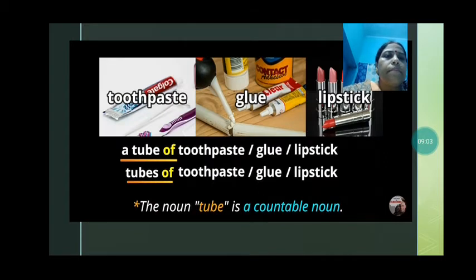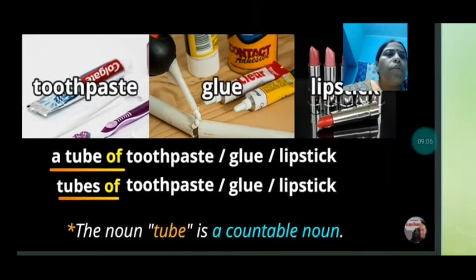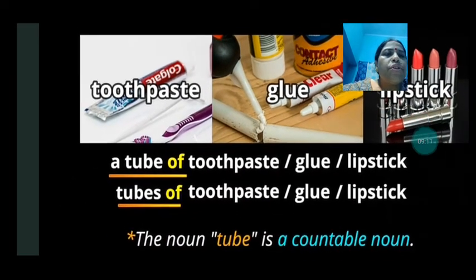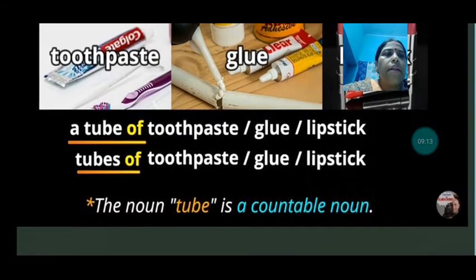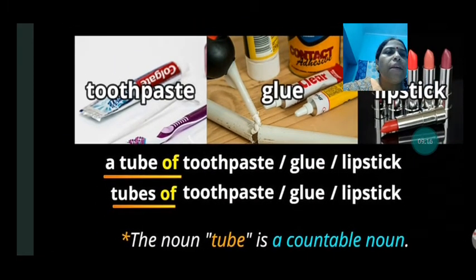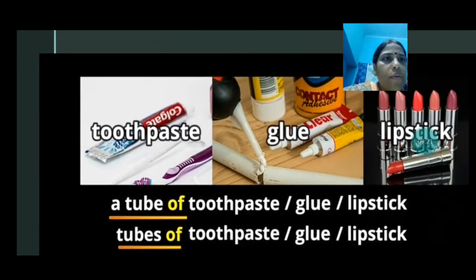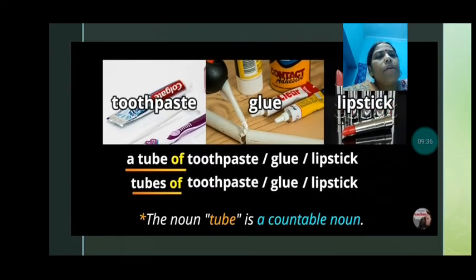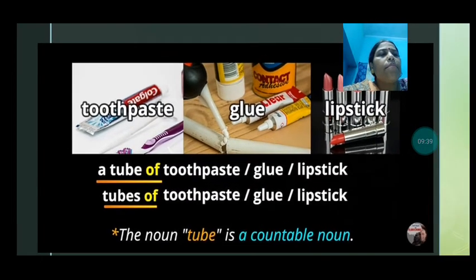Then a tube of toothpaste, glue, lipstick, then tubes of toothpaste, glue, lipstick. The noun tube is a countable noun. We can count how many tubes of toothpaste we have used, or how many tubes of glue we want, which tube of lipstick we have used. So the noun tube is a countable noun.